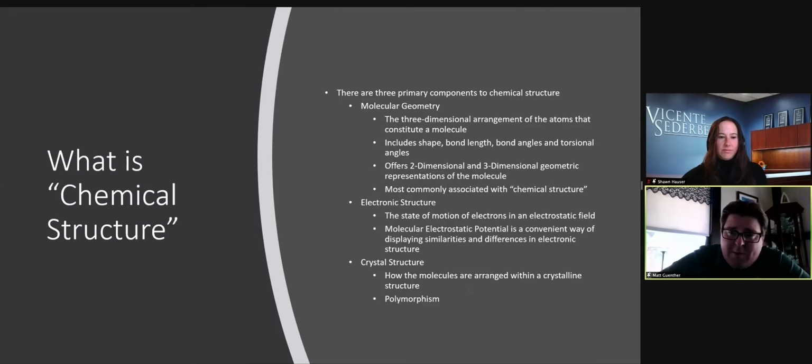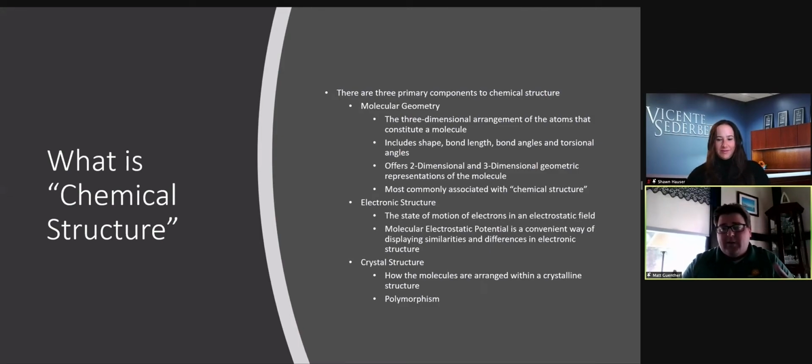So the three primary components, the first of which is molecular geometry, is the one that I think most people are familiar with. If you were to Google CBD structure, that stick image with the letters, that's molecular geometry. So it's the two or three dimensional arrangement of the atoms in a molecule: shape, bond lengths, bond angles, torsional angles, which if you didn't brush up on those this morning, no worries, it's not as complicated as it sounds. We'll see those in the structures later. And basically, it's what most people associate with chemical structure. And up until this point, that's what's mostly been used in a court of law.